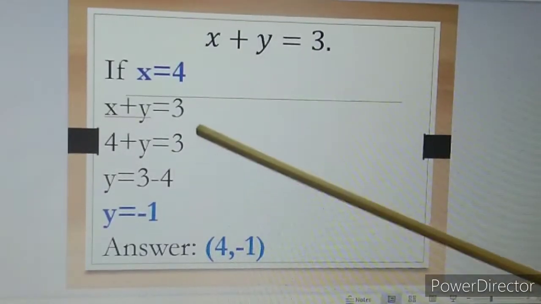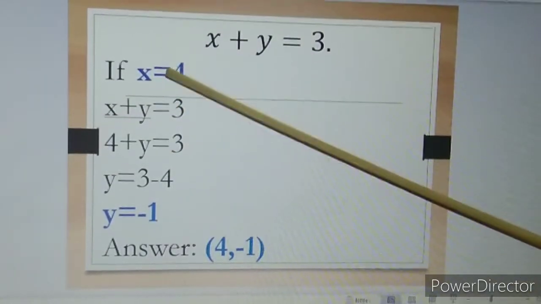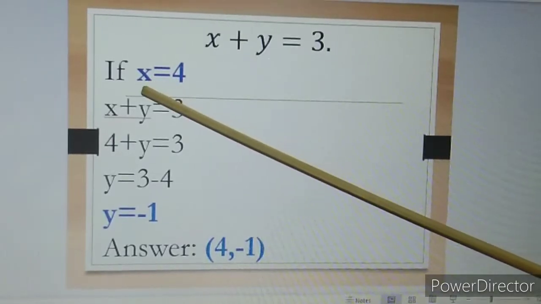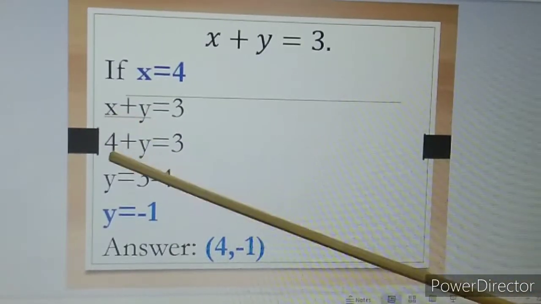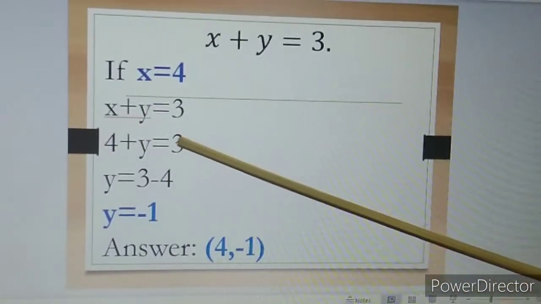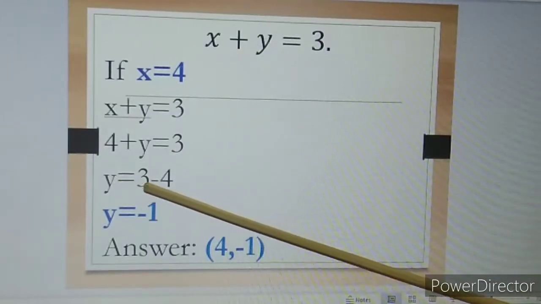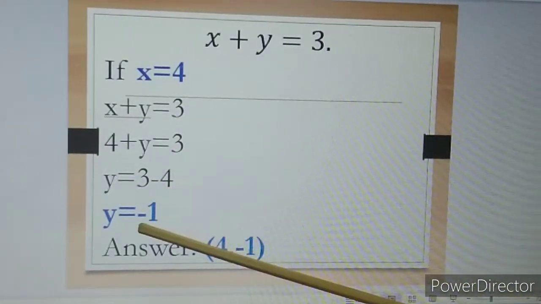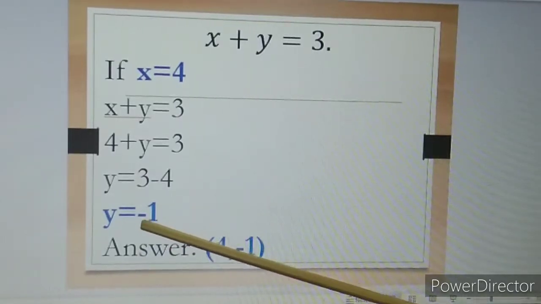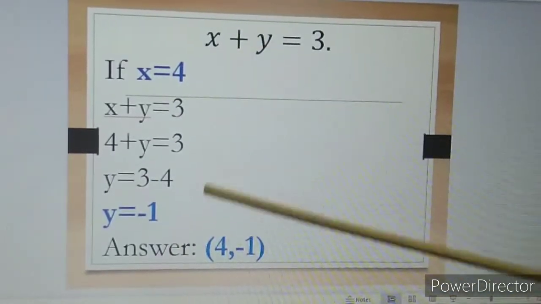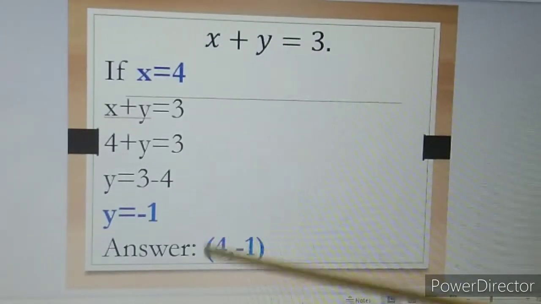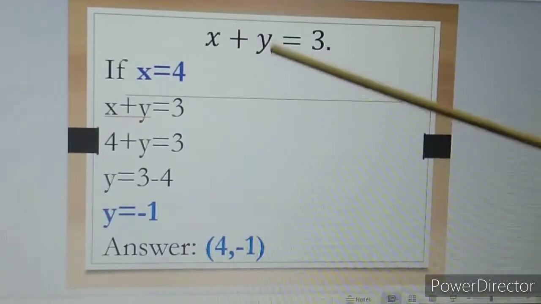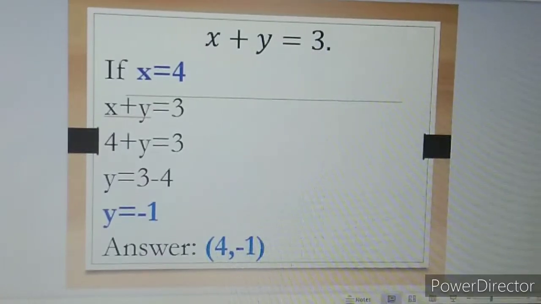Aside from that, we can also choose another number. Let us pick x as 4. We will substitute x by 4, so it will become 4 plus y is equal to 3. Therefore, y is equal to 3 minus 4, and that is equal to negative 1. Therefore, the values of x and y that will satisfy this equation, or that will make this equation true, is 4, negative 1. To check, we have 4 plus negative 1, that is equal to 3.